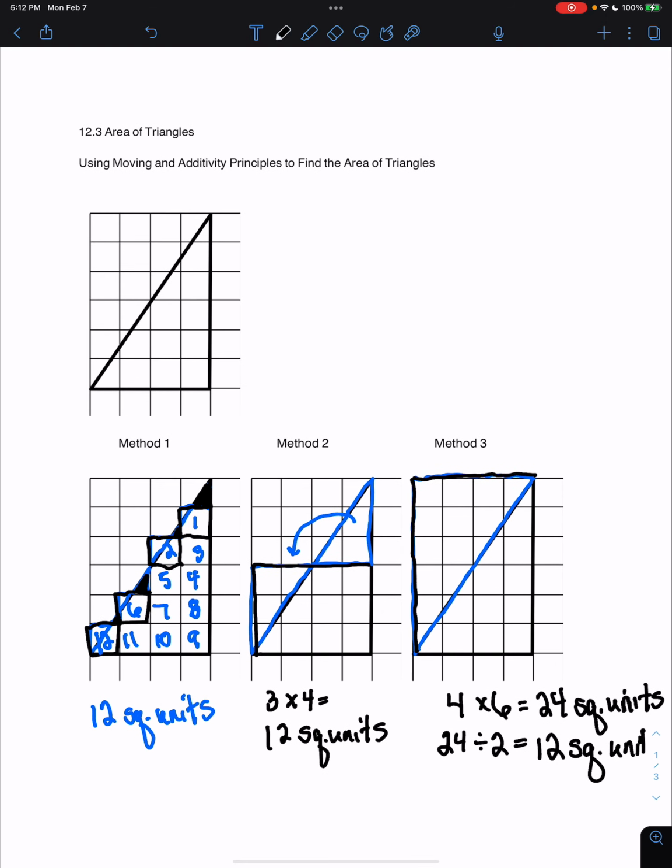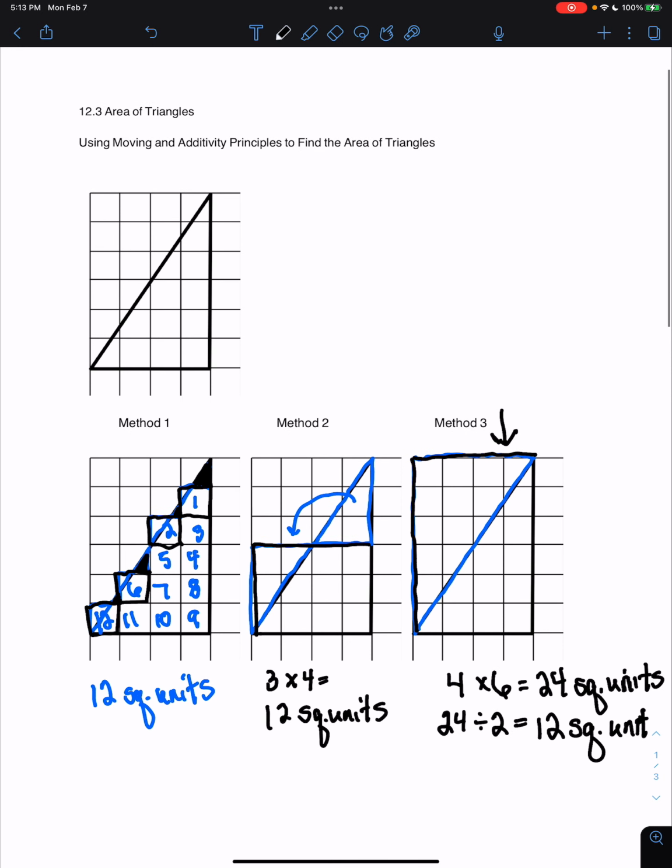So this may look familiar to you because this method 3 is really the one that we know of that gives us that standard formula or algorithm for a triangle. So what I did here was I took my base times my height of my rectangle, base times height, 4 times 6, and then I divided by 2. And that gives me the area of a triangle.